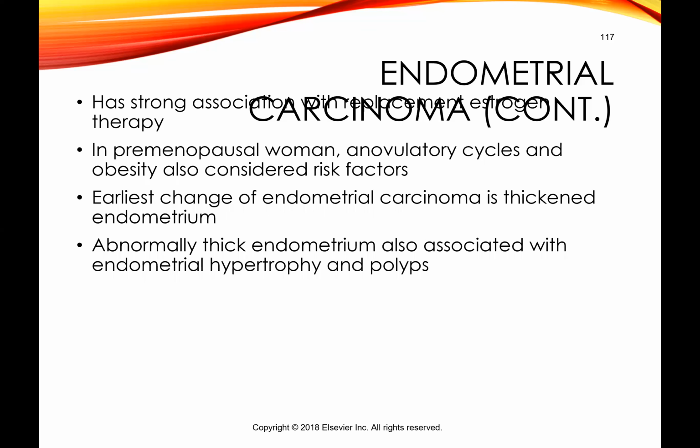In premenopausal women, patients that have polycystic ovarian syndrome and have anovulatory cycles, meaning they're just not ovulating and they're not having normal menstrual cycles, the endometrium gets thicker and thicker, and those patients can be high risk for endometrial cancer later on. Obesity is also considered a risk factor. So the first thing that can hint that it could potentially be an endometrial carcinoma is a thickened endometrium.